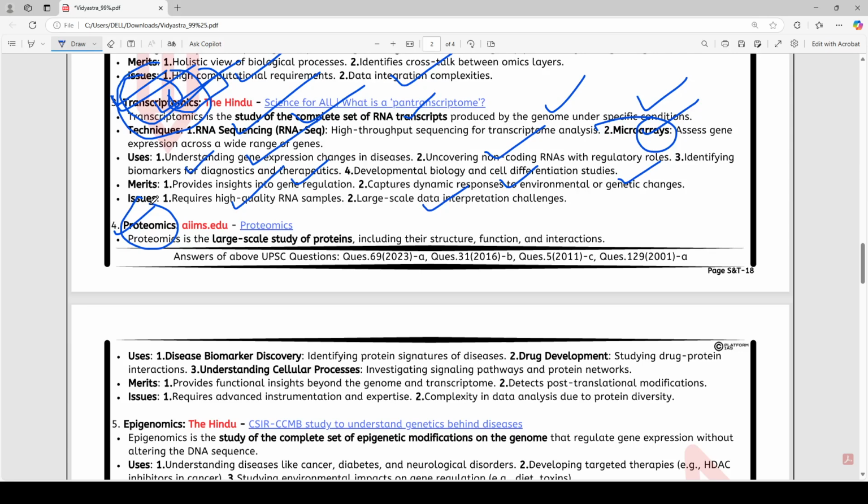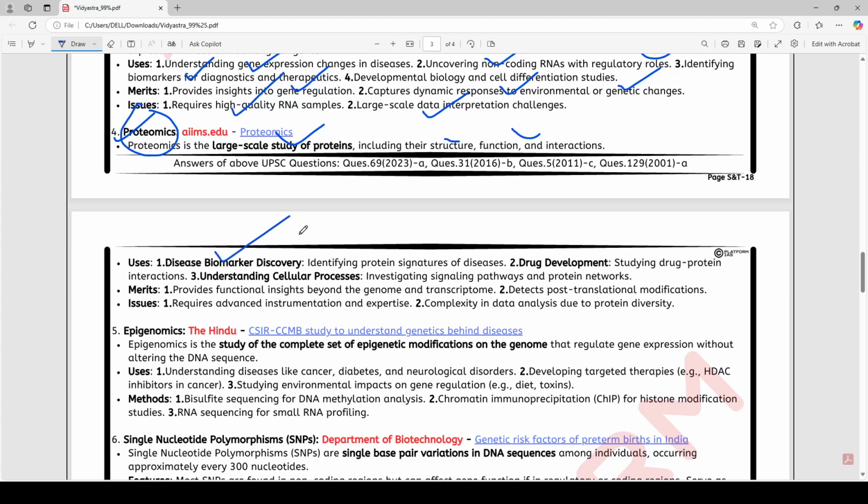The third stage was protein synthesis. So the study that studies protein synthesis is proteomics, the large-scale study of proteins, including their structure, function, and interaction. It covers disease biomarker discovery, identifying protein signatures of disease, and drug development.